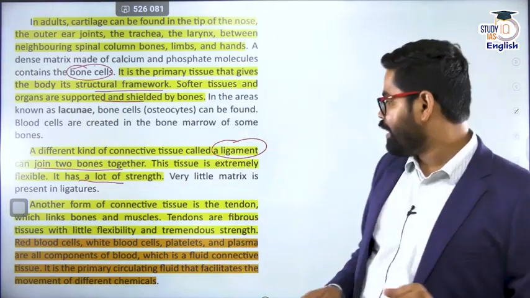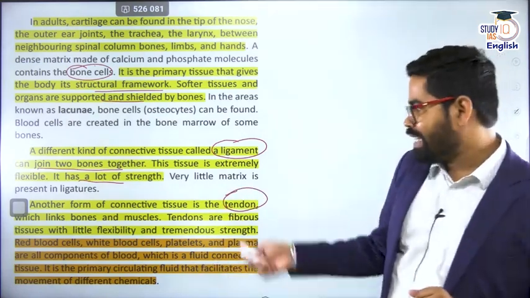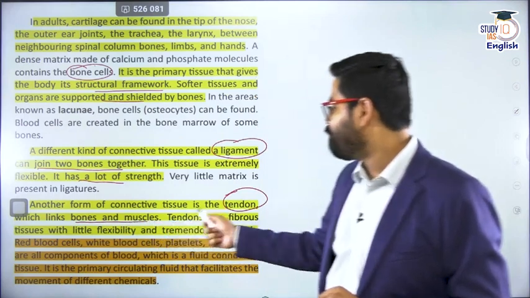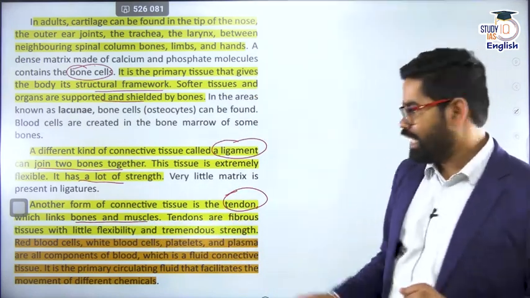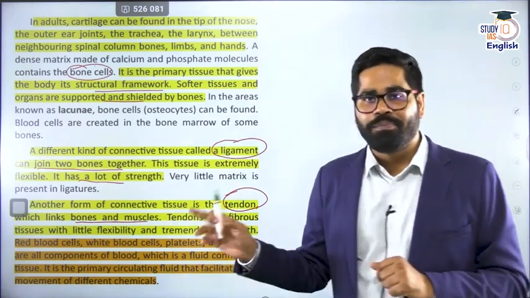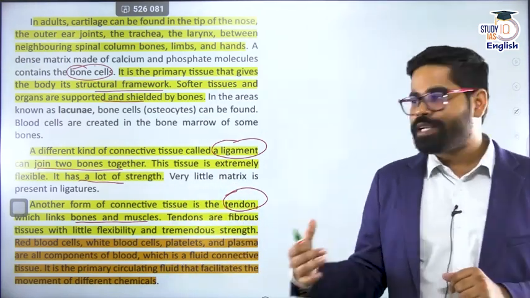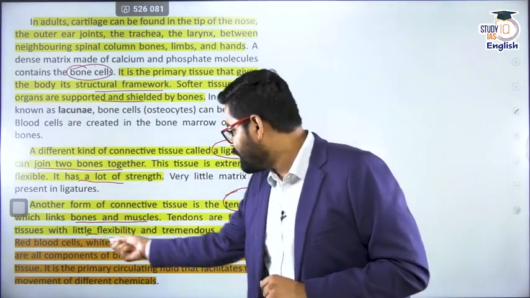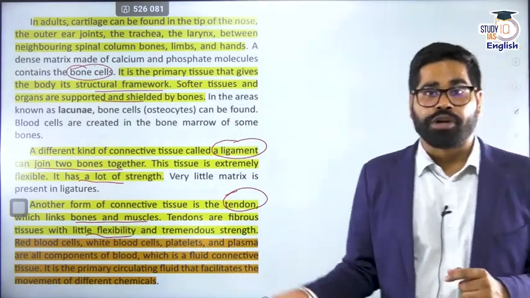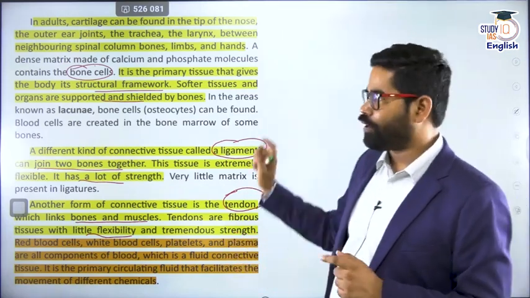Then we have another thing called the tendon. It is linking the bones with the muscles. You can see there is another connective tissue, the tendon, connecting the bones and the muscles. They are basically a fibrous tissue, and they have little flexibility but tremendous strength. So this is another important tissue.